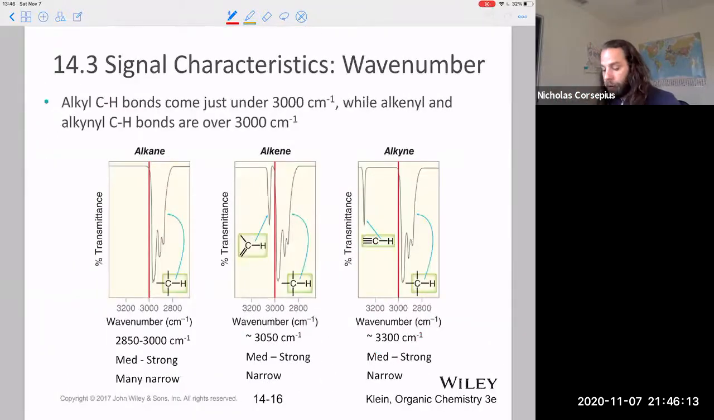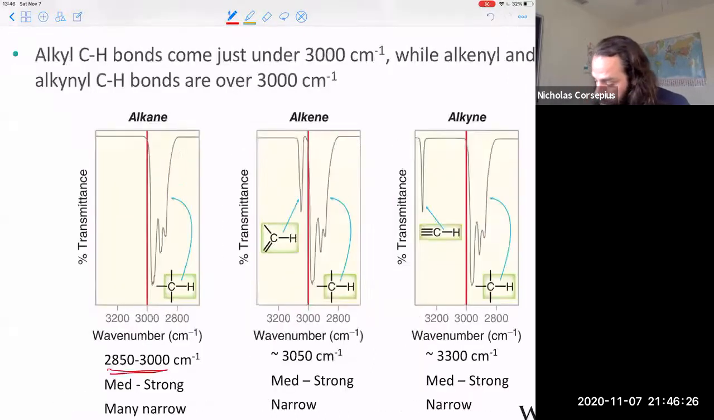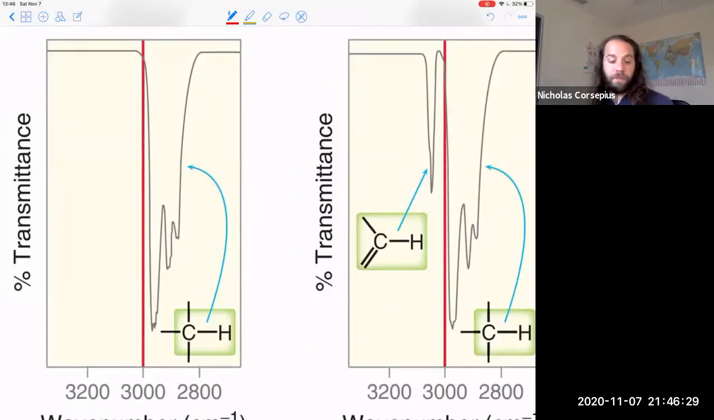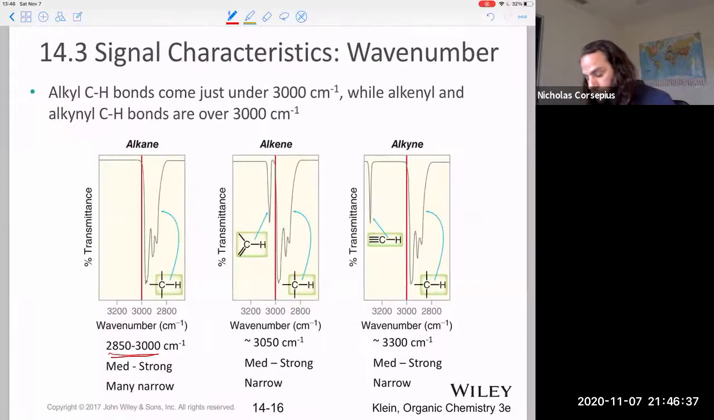Okay, so again, the sp3 hybridized carbon-hydrogen bond is going to be in just about every spectra you see, and you're going to see them between 2,850 and 3,000, and it's going to look like this. It's going to be this cluster of fairly narrow peaks, but you've got a lot of them sitting right on top of each other. So that's going to be in just about every spectra, this cluster of peaks. It will end before 3,000. That's going to be an important way that we're going to be able to distinguish between alkanes, alkenes, and alkynes.